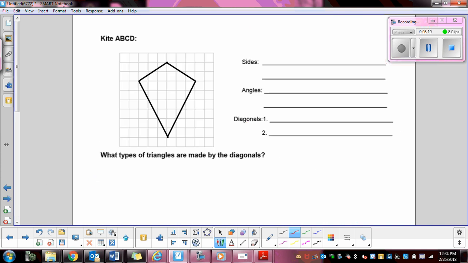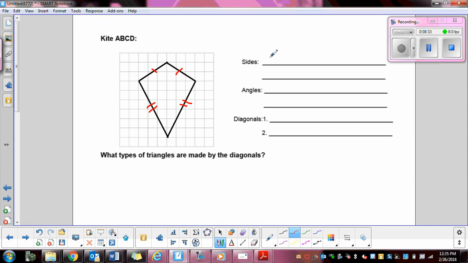All right. Another thing we're going to look at is a kite, and this is pretty much all of quadrilaterals. So the kite is going to be something like this. These two sides are going to be equal to each other. So I'm going to put this one is equal to this one, and these two sides are equal to each other. Okay. Let's look at the sides.